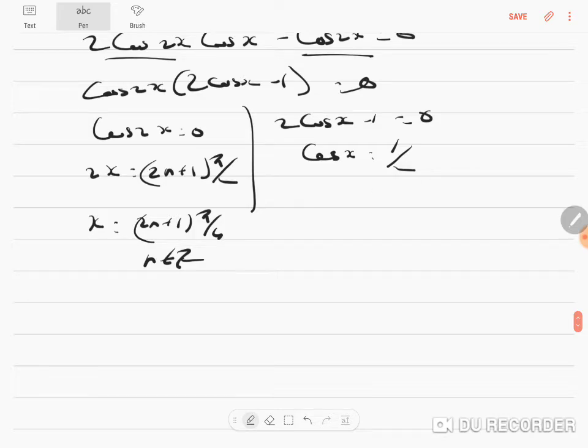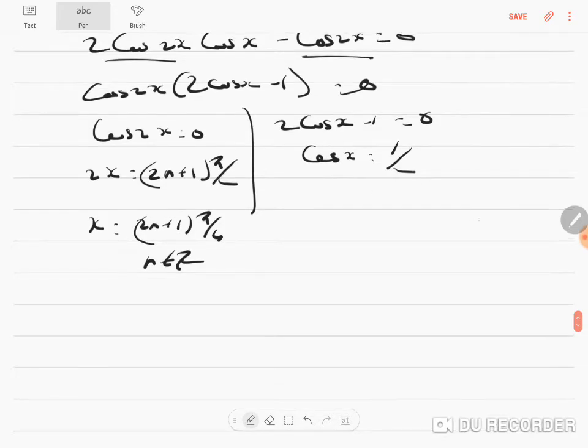And cos x is 1 by 2, positive value. Cos 60 is 1 by 2. So cos is positive in pi by 3, which is 60 degree. Or it can also be positive in the fourth quadrant, all school torture children, which is 2 pi minus pi by 3. But they are asking only general solution. So take the first value, which is pi by 3.